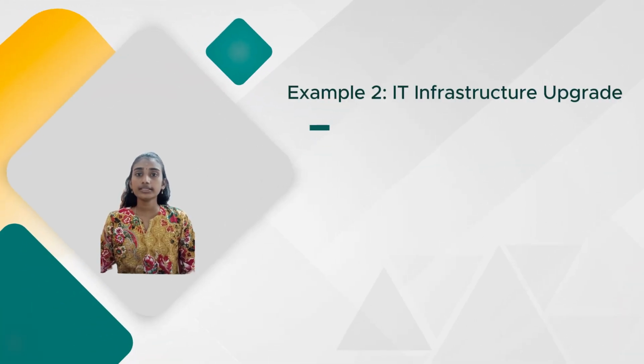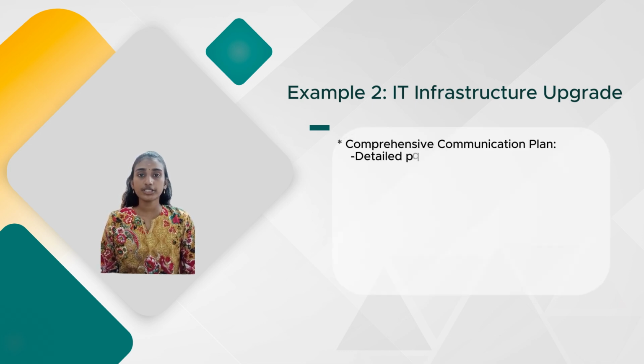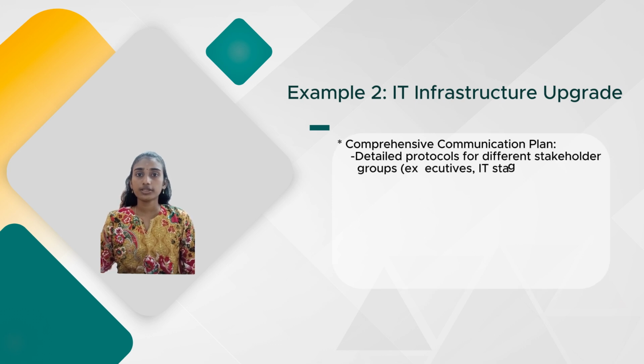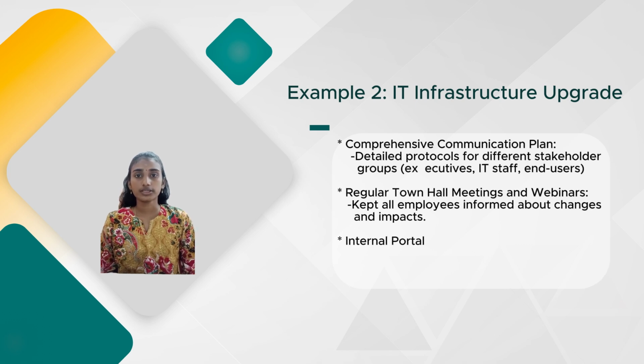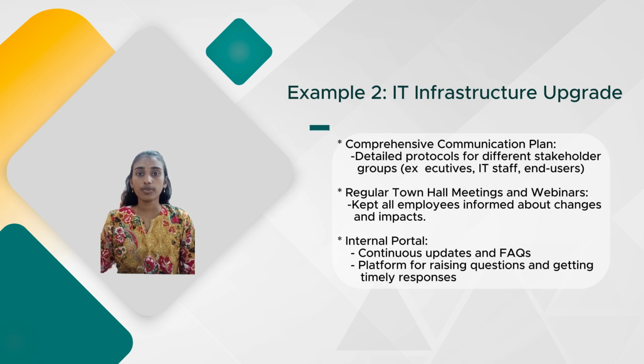Another example is an IT infrastructure upgrade in a global corporation. In this project, a comprehensive communication plan was developed, with detailed communication protocols for different stakeholder groups, including executives, IT staff, and end users. Regular town hall meetings and webinars were organized to keep all employees informed about the changes and their impact. An internal portal was set up to provide continuous updates, FAQs, and a platform for stakeholders to raise questions and receive timely responses. The strategies they used helped to ensure that stakeholders at all levels were kept informed and engaged throughout the project.